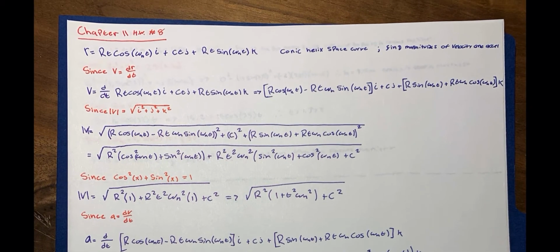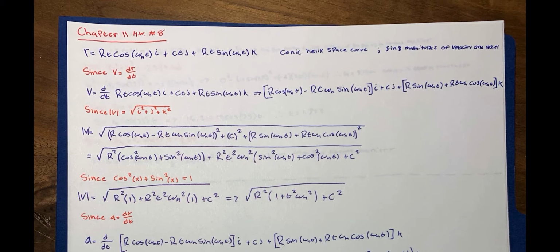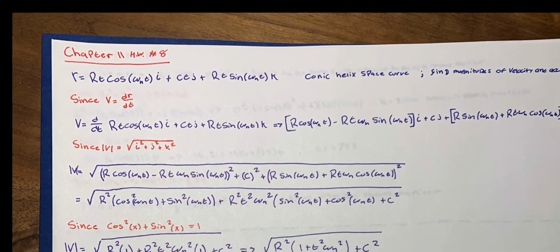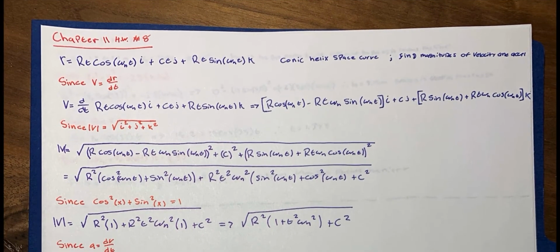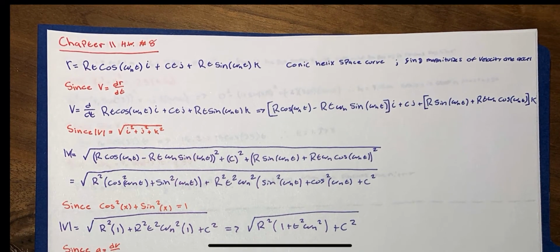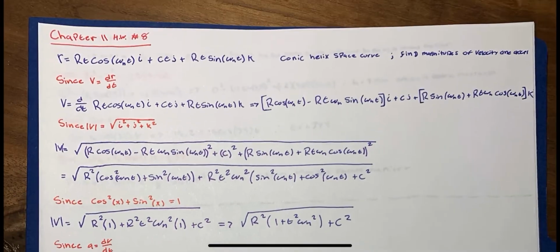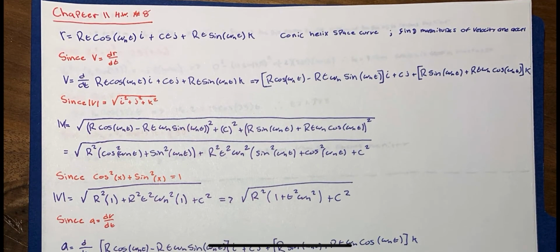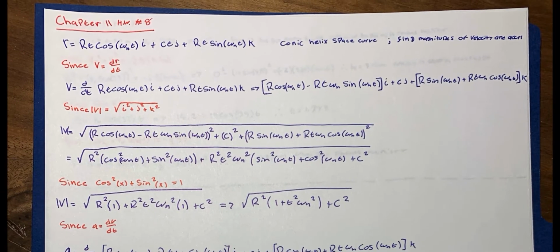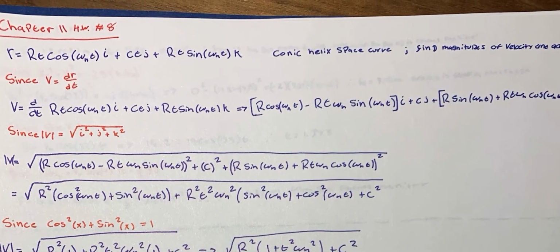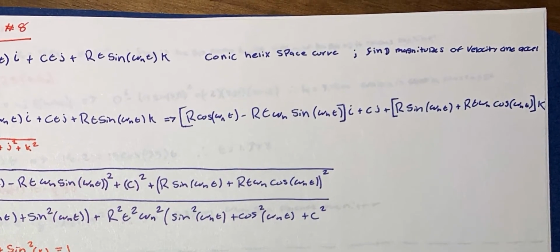Alright, so this one, we're given the motion of a particle equal to this equation here. And we're told that it's in a conic helix space curve, and we're supposed to find the magnitudes of velocity and acceleration. Since we know that velocity is equal to the derivative of the radius with respect to time, we just have to take the derivative of said equation, which ends up to be this.